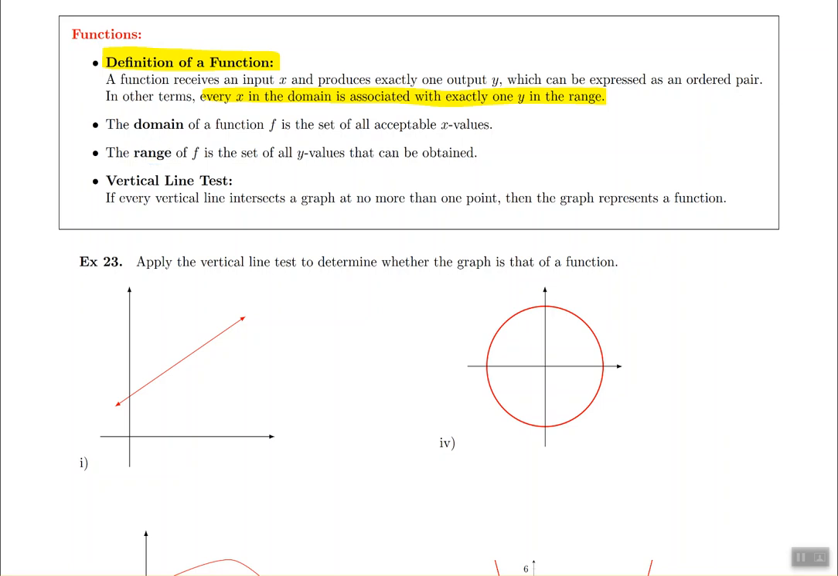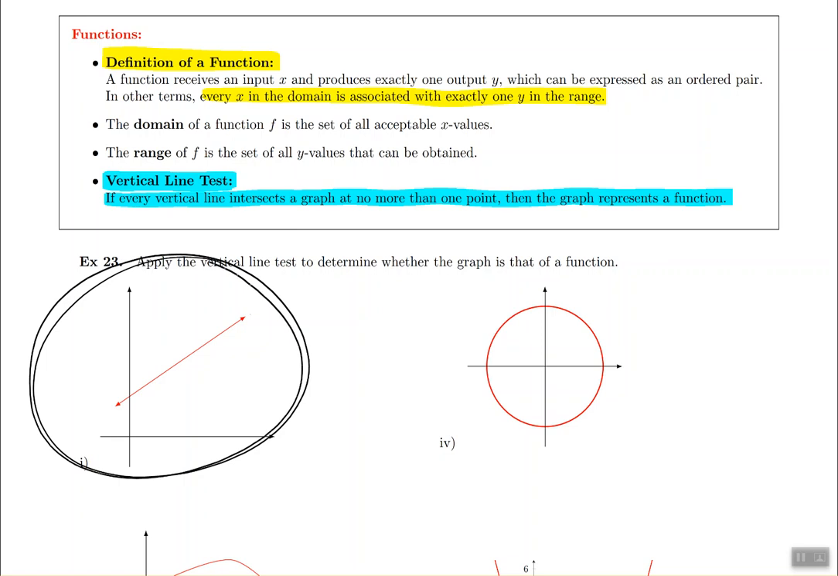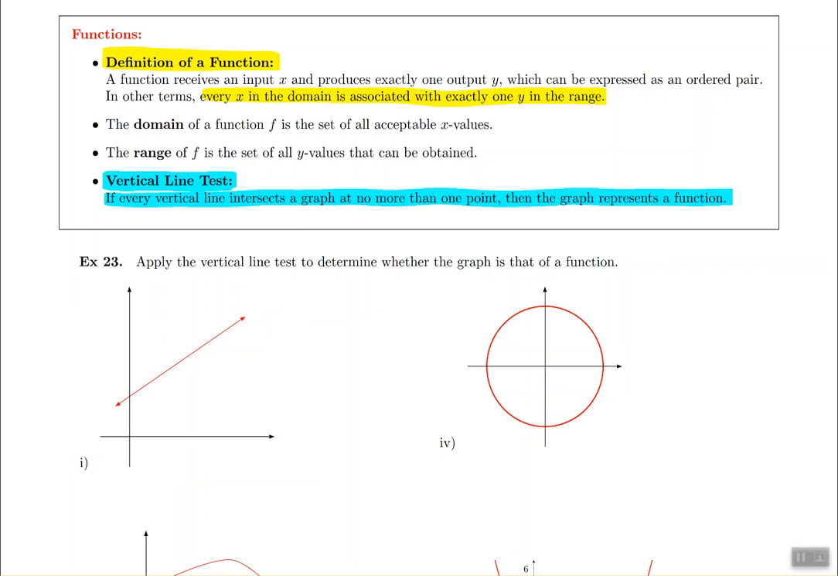Now, visually speaking, if you have a picture and you want to know whether the picture represents a function or not, what can you do? What you can do is test it using the vertical line test. So this test basically says, if every vertical line intersects the graph at no more than one point, then the graph represents a function. So in other terms, if I look at this first example over here, and I'm trying to decide whether this is a function or not, how can I decide this?